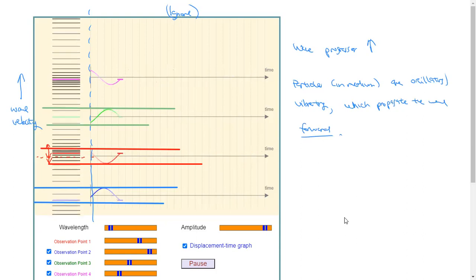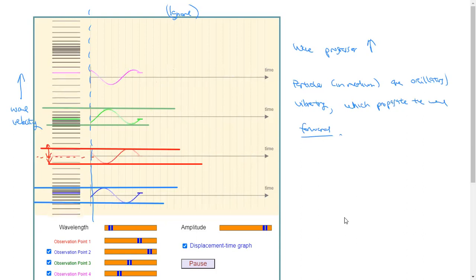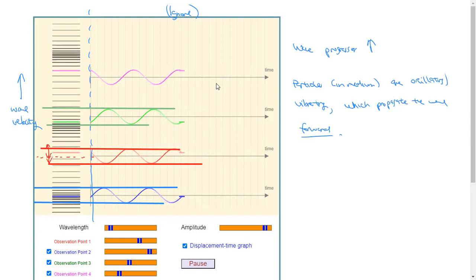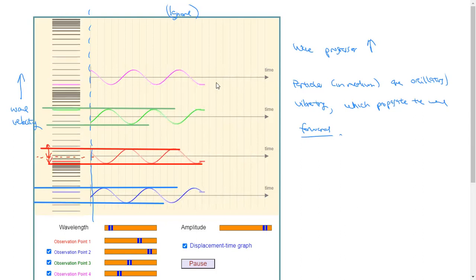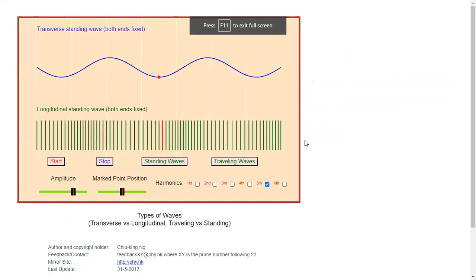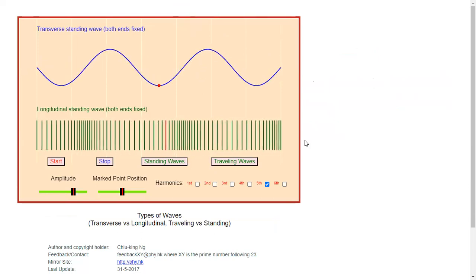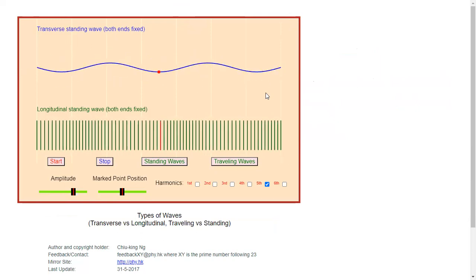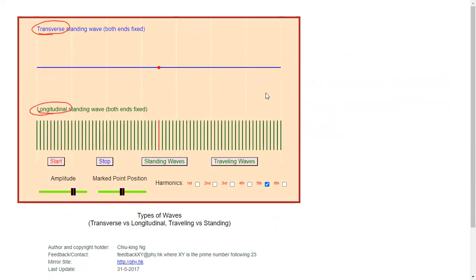Now you'll notice that this wave is different to the wave we looked at before. And that's because they're two different types of waves. Okay. And this is another way that we can separate out waves, which is how they're oscillating. So we have what we call transverse waves over here and longitudinal waves over here.